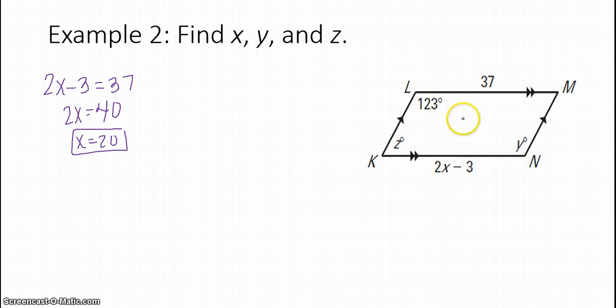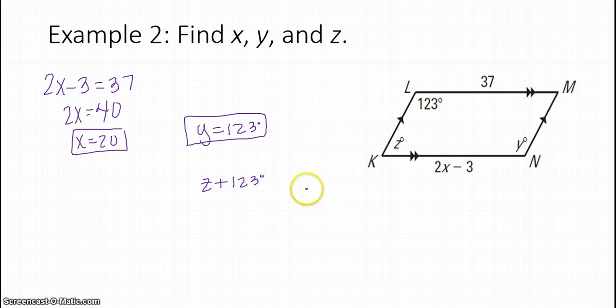Y is opposite of the 123, so I know that it is going to just be congruent to that, so it is also going to be 123 degrees. Z is consecutive or next to that 123, or you could also think of it as being next to the y, which was also 123, which means that z plus the 123 is going to equal 180. They are supplementary. So if I just subtracted my 123 over, I get that z equals 57 degrees.